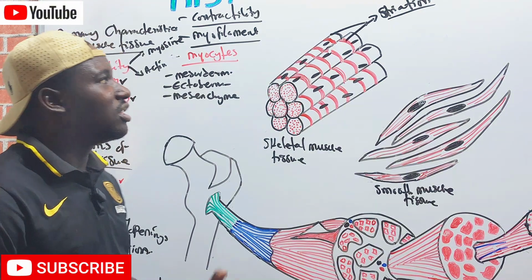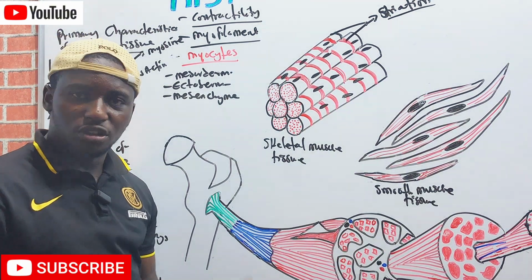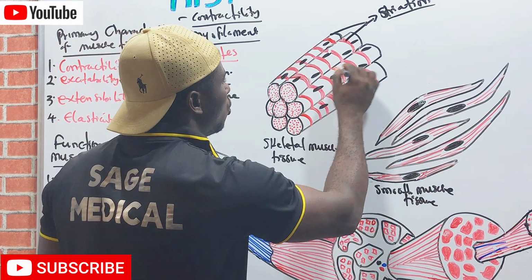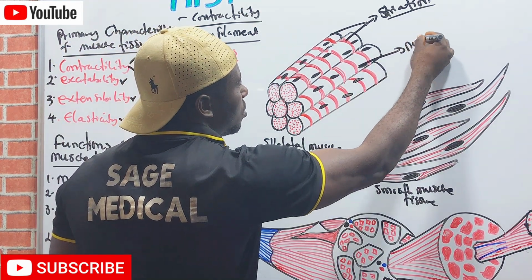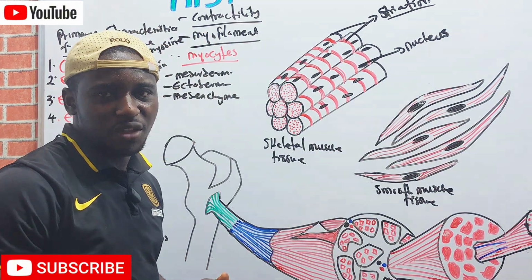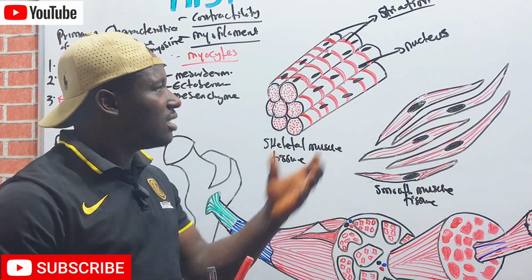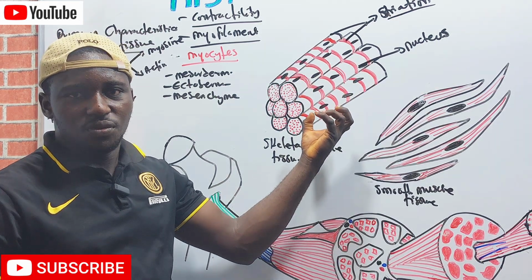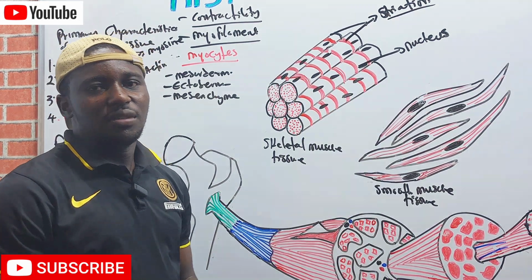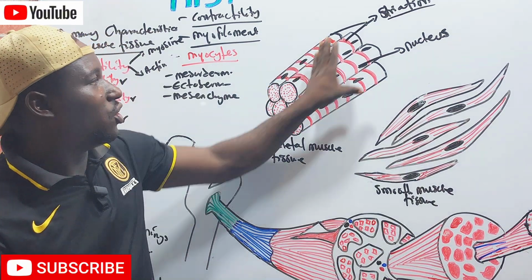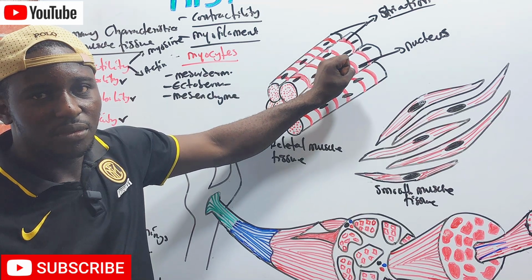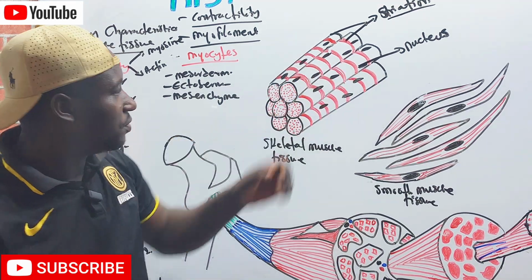So it is striated and voluntary. It contains nuclei because it has to be alive. Anything that has a nucleus is alive, which helps its activities. And the cells are long. A long and multinucleated cell.